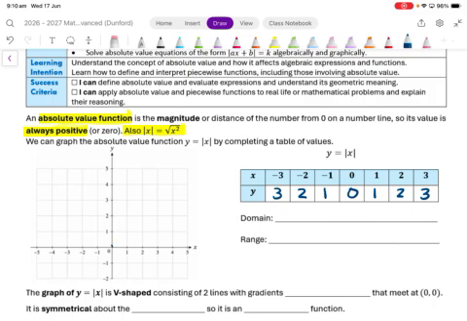So we can plot these points on our number line, and when we do so, we see that our graph for an absolute value function is a V. So it's two straight line portions of our graph, and we have a V shape for our absolute value function.